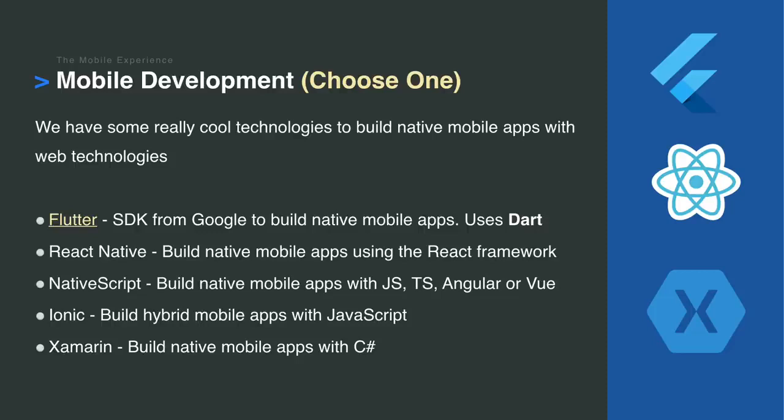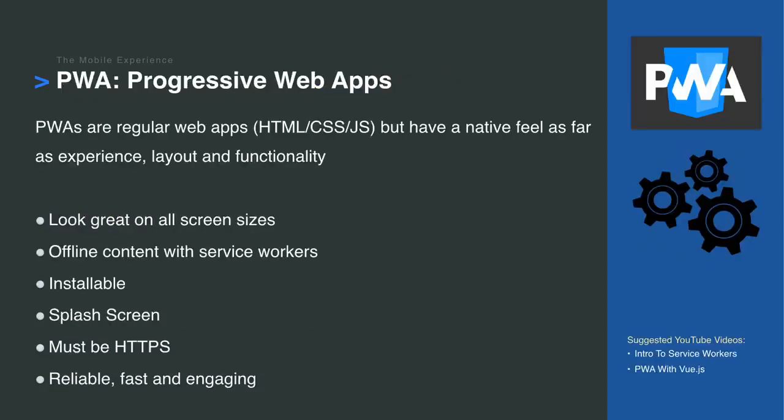You have Ionic, which allows you to build hybrid mobile apps with JavaScript. I believe Ionic uses React now by default. I haven't actually used Ionic in a while, but I believe that it uses React. And then Xamarin allows you to build native mobile apps with the C# language if you're a C# developer.